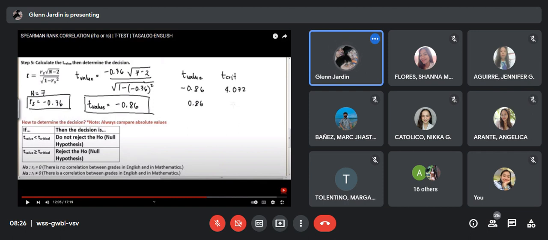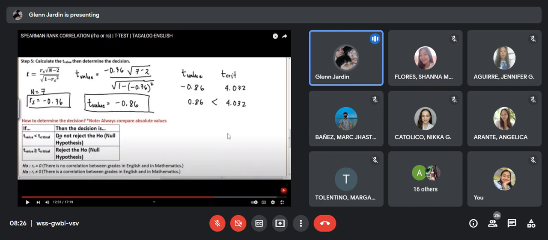You consider the number itself in justifying, kasi dito ginagamit natin yung absolute value. Okay? So kinuha yung absolute value ng t computed, naging 0.86. And then the critical value, as is lang kasi positive naman yan. Okay? So comparing the two, we can see that 0.86 is less than 4.032. Less than siya.